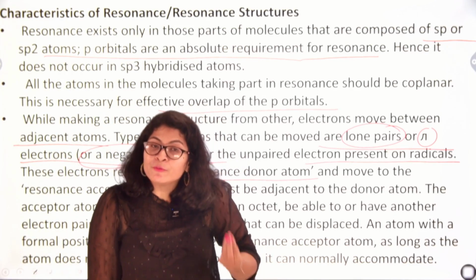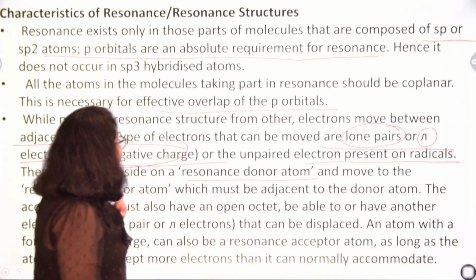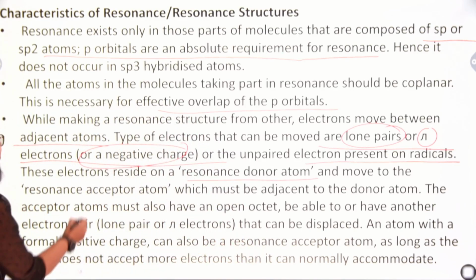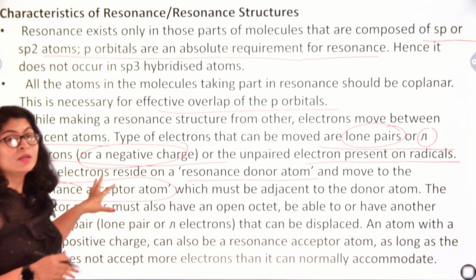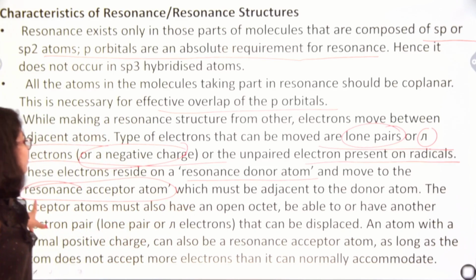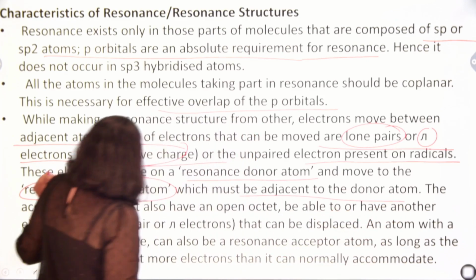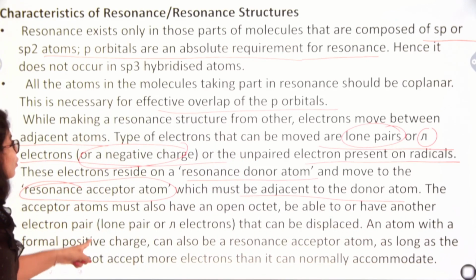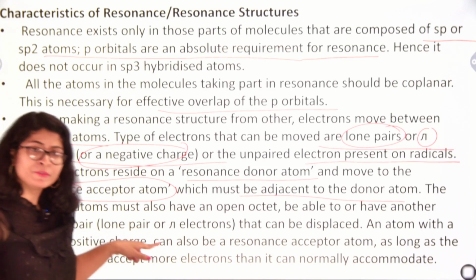That is the donor atom. That is the site from where the electrons or the negative charge moves, and moves to the resonance acceptor atom. The atom having a deficiency of electrons, or the atom which accepts the electron coming, is called an acceptor atom, which must be adjacent to the donor atom. The acceptor atom must also have an open octet to be able to have another electron pair. Open octet again means deficiency.